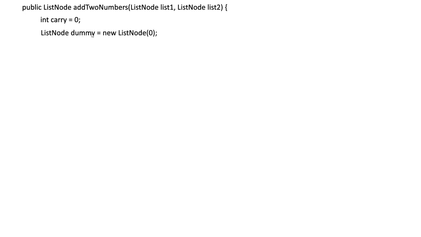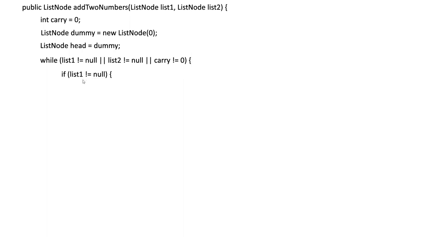So we're going to define a dummy list node, and this is the one we're going to manipulate. And then we'll assign the head, a new list node head equal to the dummy. So the head will retain the initial value and will retain the start of the list node that we're going to return. While list 1 or list 2 is not equal to null, or the carry is not equal to 0, we need to make sure we get all the values cleaned out of the carry.